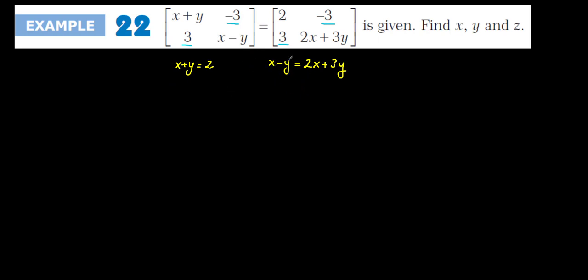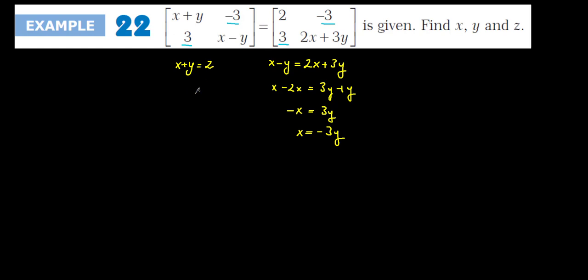Firstly, here x minus y is equal to 2x plus 3y. I can send the x and 2x to the other side, like x minus 2x is equal to 3y plus y. I collect the x's and y's on the same side, so minus x is equal to 4y, or x will be equal to minus 4y. This is the first one.